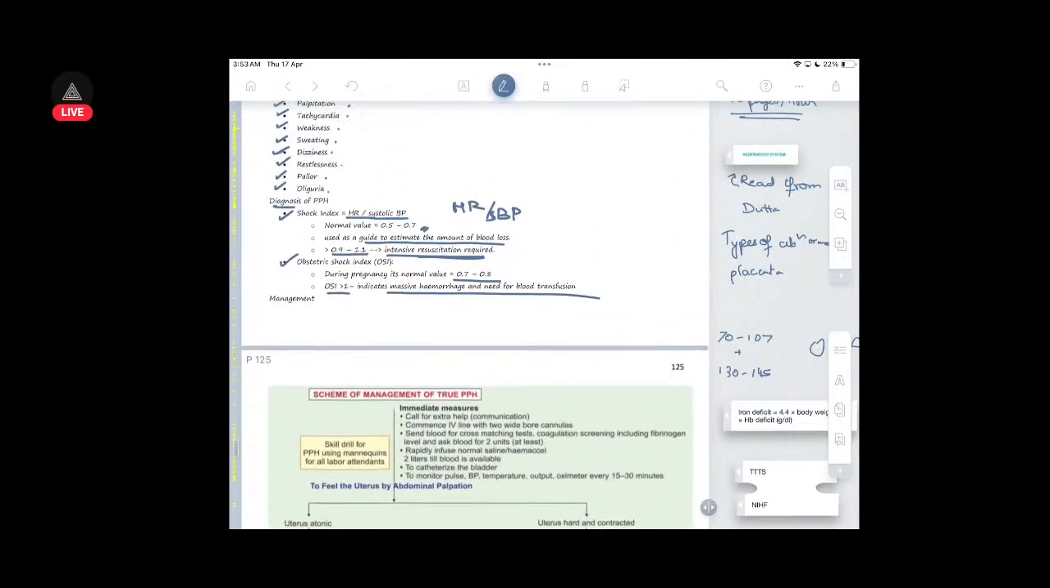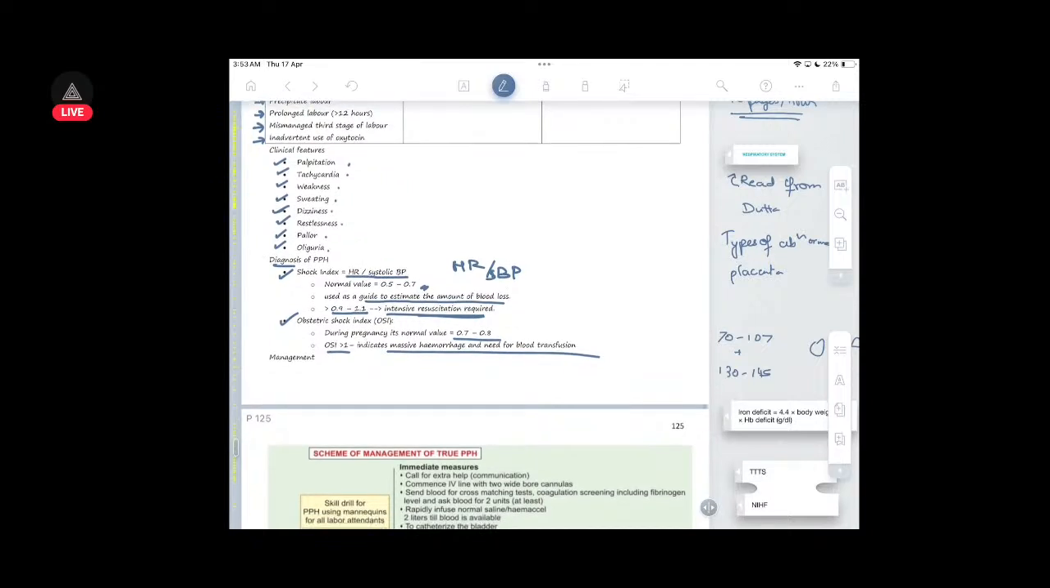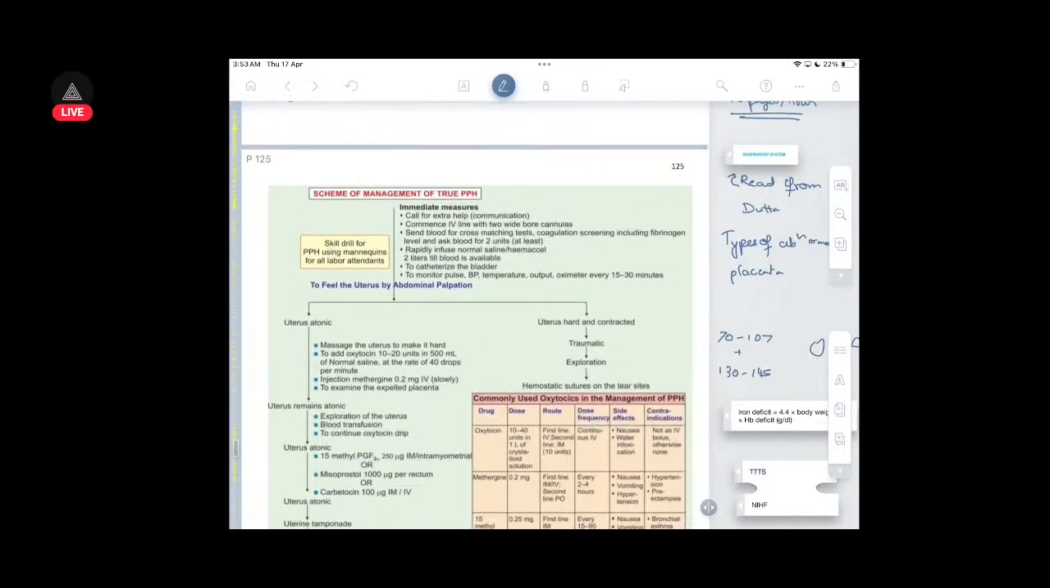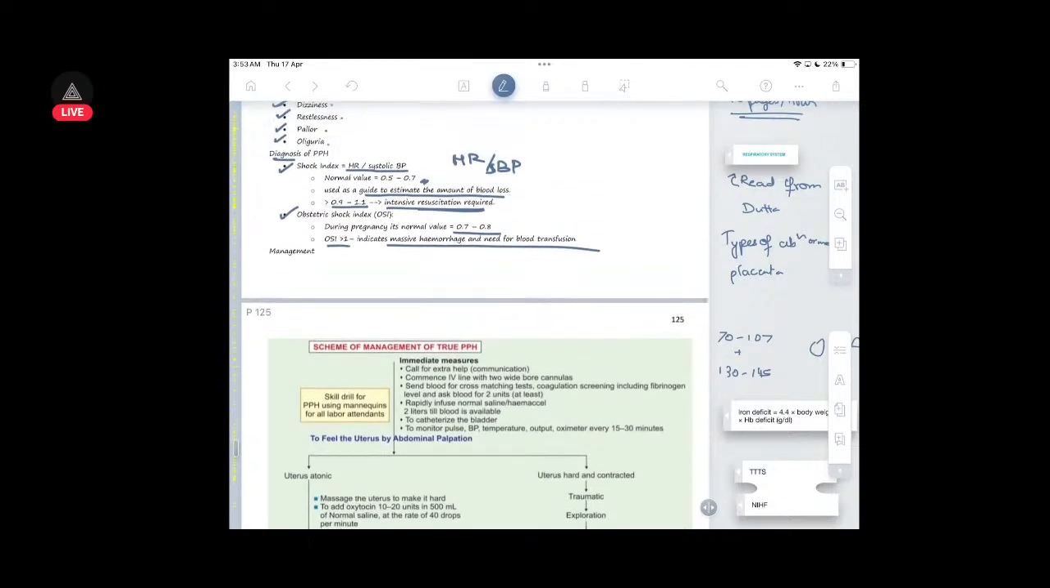First you have to do the diagnosis of PPH: palpitation, tachycardia, weakness, sweating, dizziness, restlessness, pallor, oliguria. Management of postpartum hemorrhage.